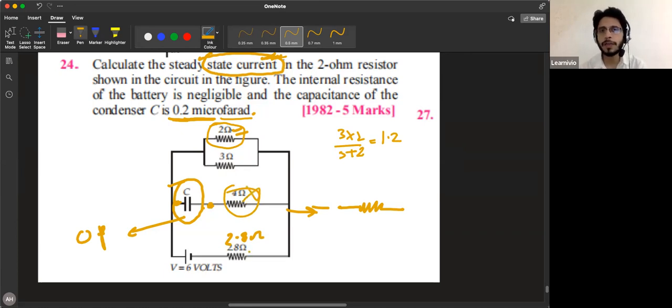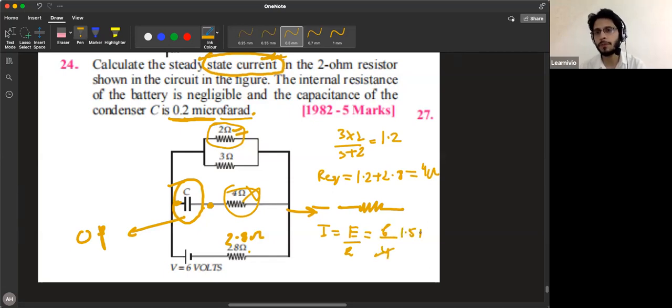You have 2.8 and you have 1.2 here. The total equivalent resistance of the circuit is 1.2 plus 2.8, which is 4 ohm. You need the current. What is current? It's EMF divided by R equivalent. How much is EMF? It's 6. R equivalent is 4. So it comes out to be 1.5 ampere.